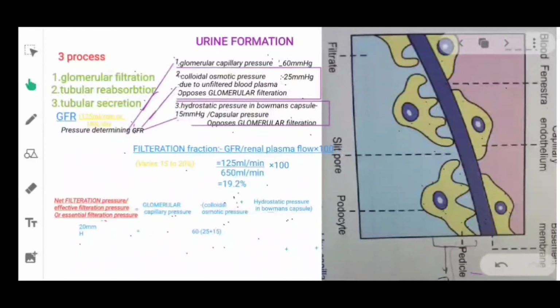Now net filtration pressure, or effective filtration pressure. It is glomerular pressure minus colloidal osmotic pressure plus hydrostatic pressure in the Bowman's capsule. So it is the subtraction of the sum of colloidal osmotic pressure and hydrostatic pressure from the glomerular pressure. So 60, which is glomerular capillary pressure, minus in bracket 25, which is colloidal osmotic pressure, plus hydrostatic pressure, which is 15. So it is equal to 20 mmHg.